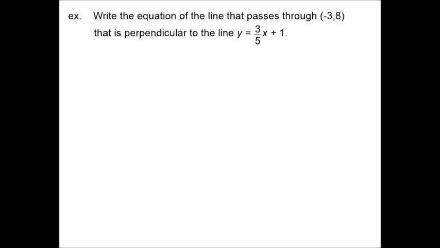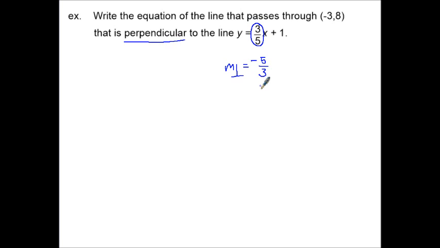Alright, so let's try another one here. We're going to write the equation of the line that passes through (-3, 8) that is perpendicular, so there's a little bit of a change from the last problem, to the line y equals 3/5 x plus 1. Okay, now again, first thing I want to do is figure out my slope, and now my slope, but I want to be perpendicular, and it's going to be 3/5, so again I have to do two things. I have to change the sign, so the positive 3/5 becomes a negative something, and that something is the flipped version of this, so it becomes 5/3.